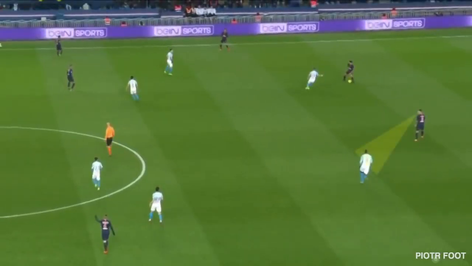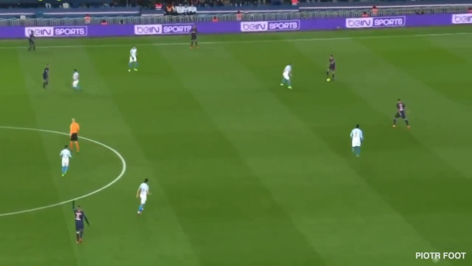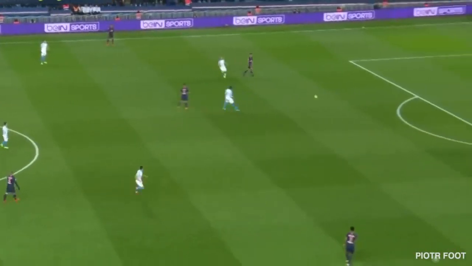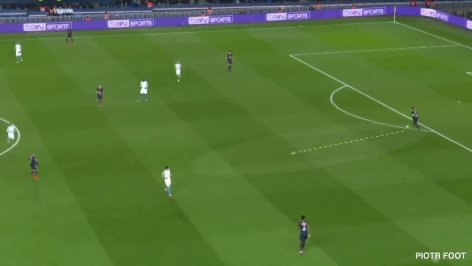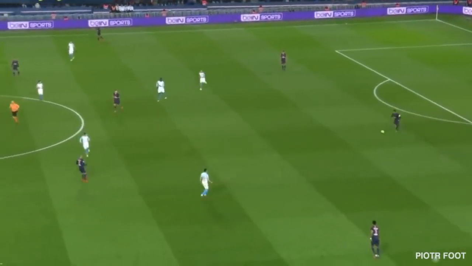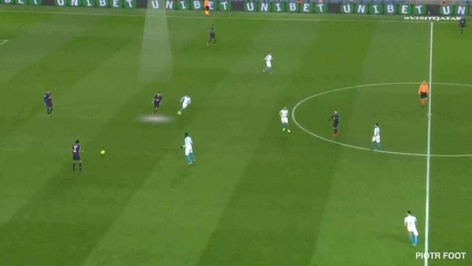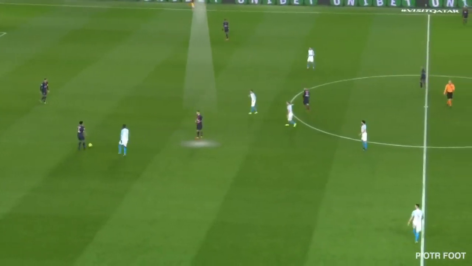Checks around his shoulder. Then he brings Balotelli away. Bob's your uncle, he's a free man. This tactical pattern would work over and over again.